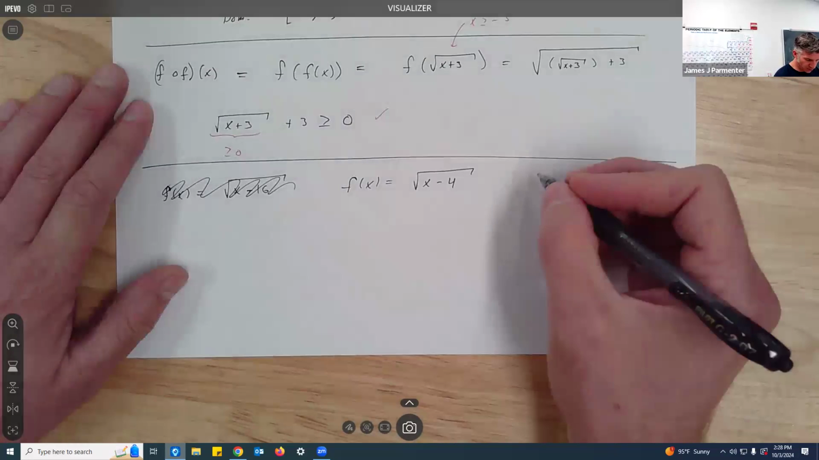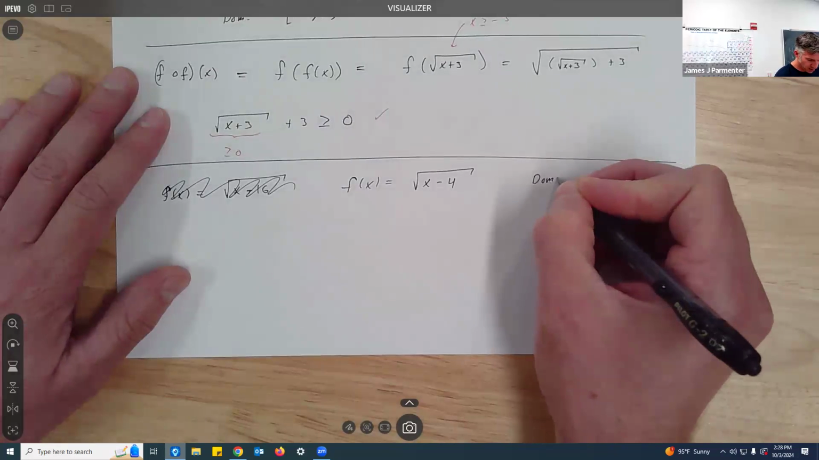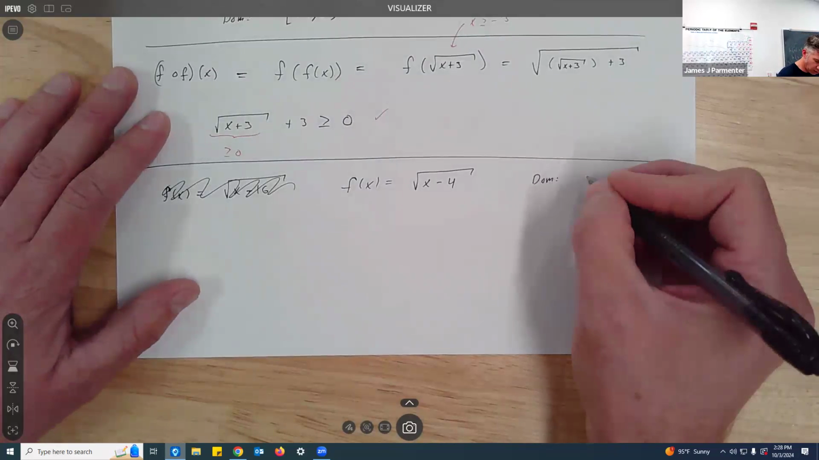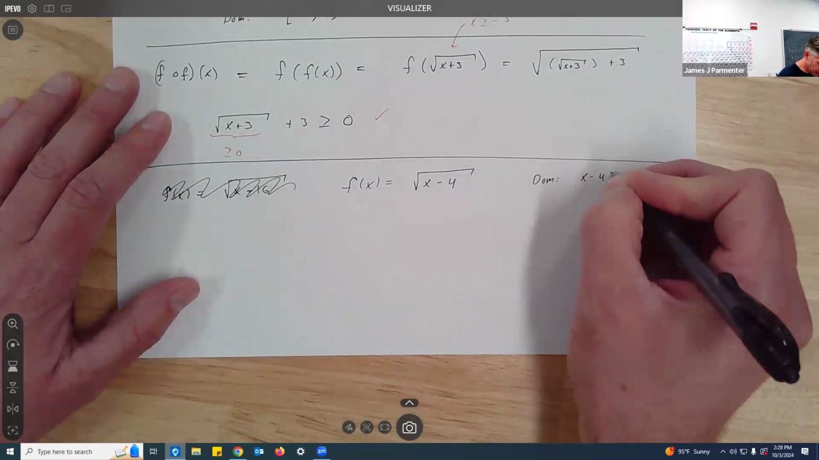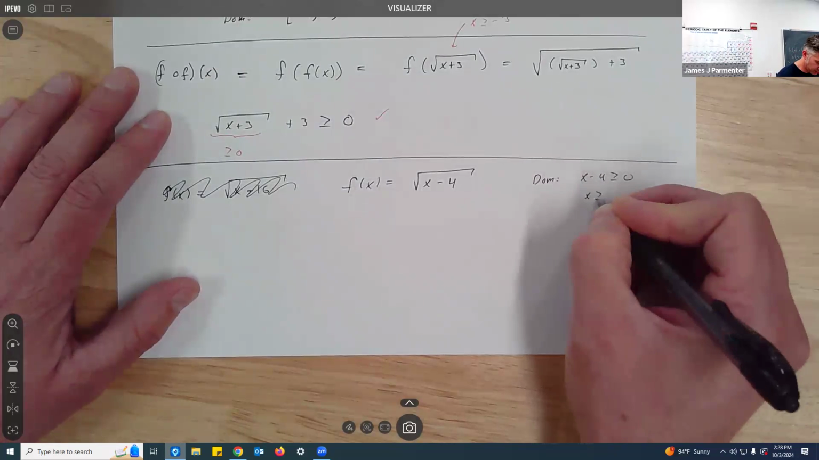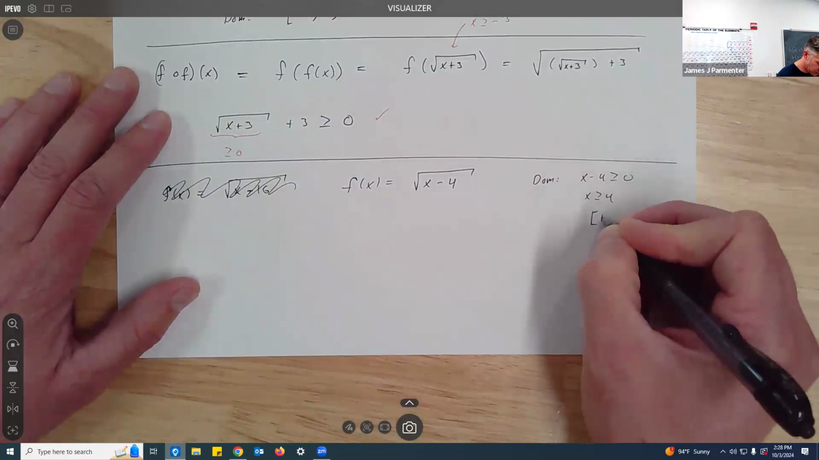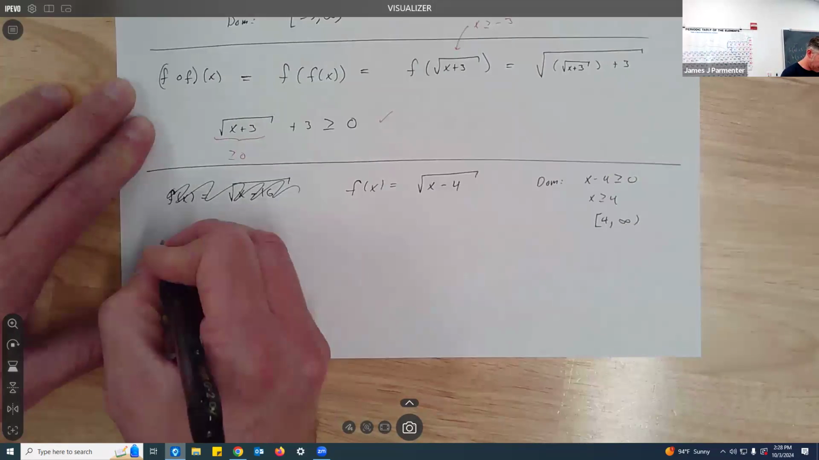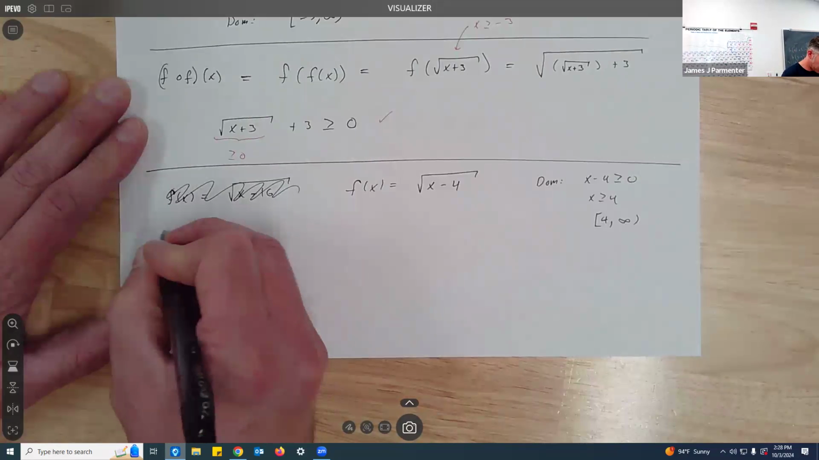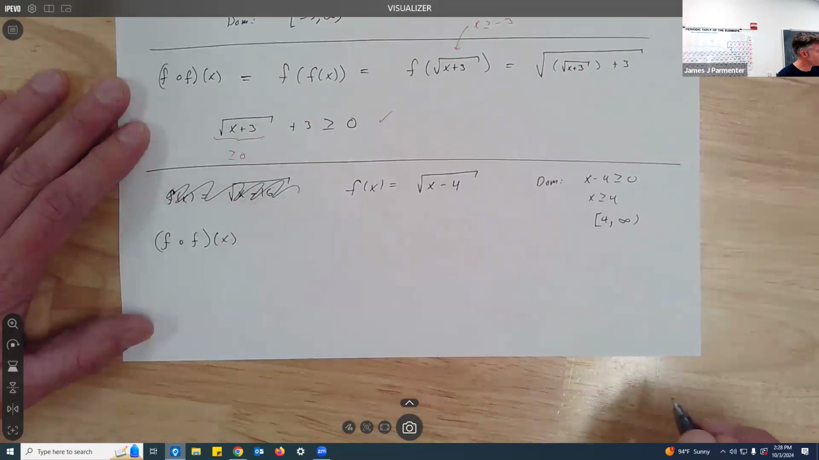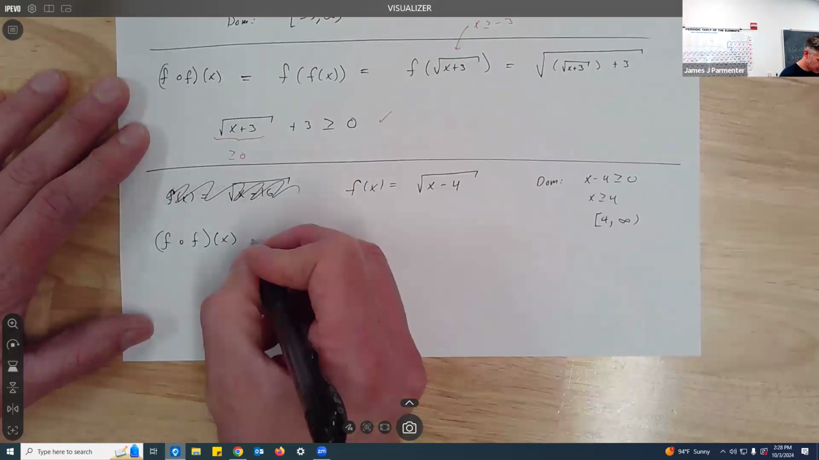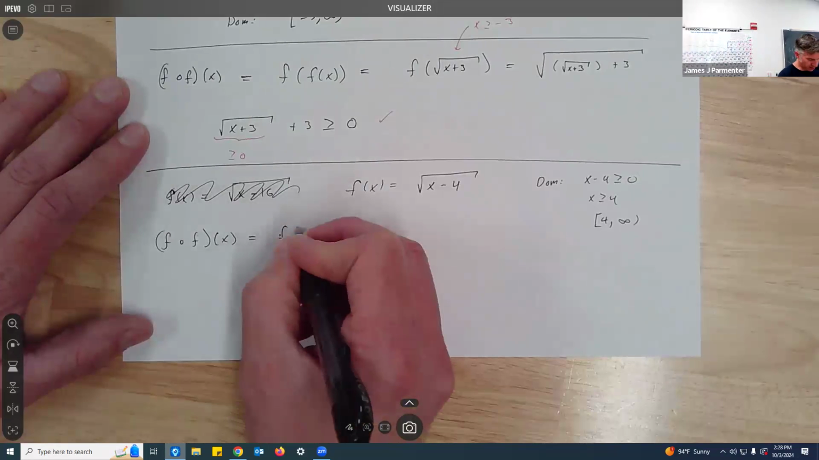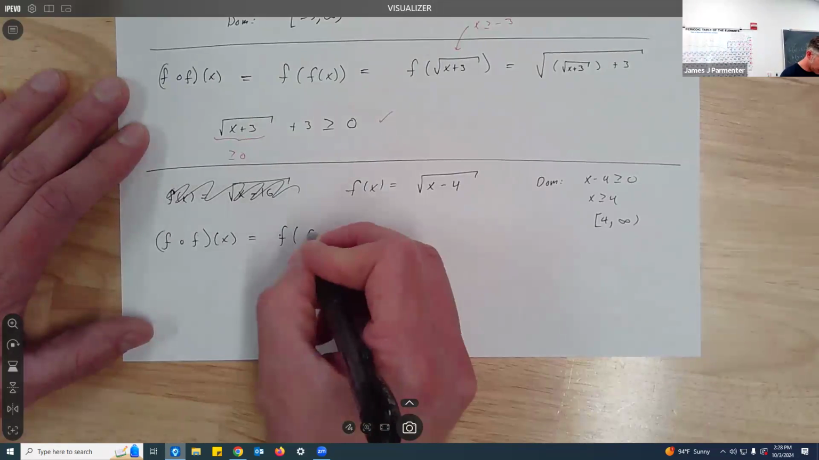The domain for this original function is clearly all x bigger than or equal to 4. You can set x minus 4 bigger than or equal to 0 and get x bigger than or equal to 4. What I really want to look at is, what about f of f of x? Sometimes the notation I really hate just comes out.